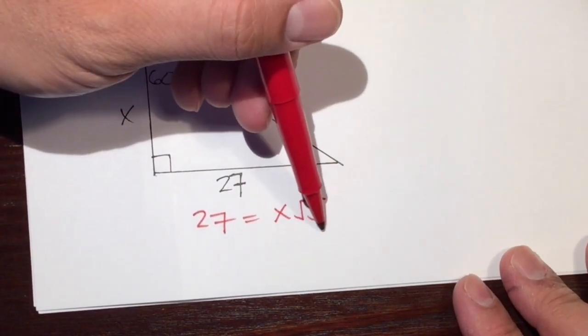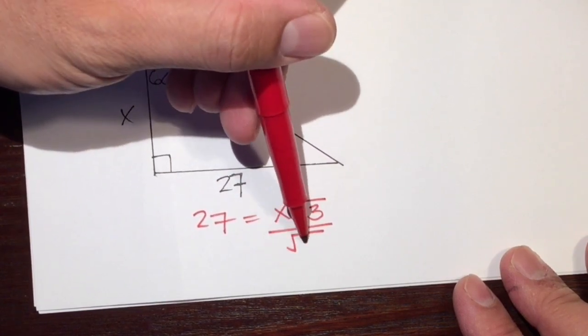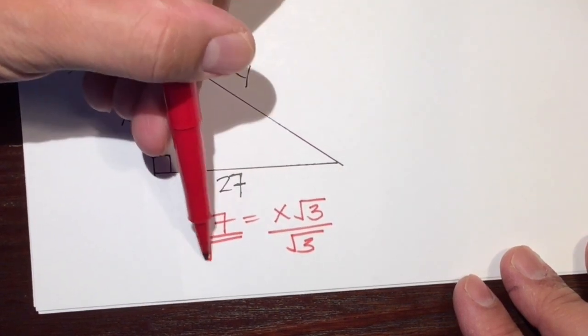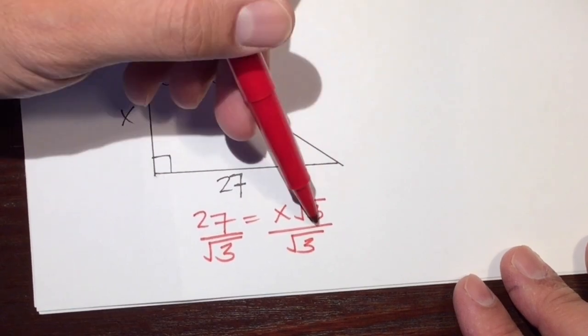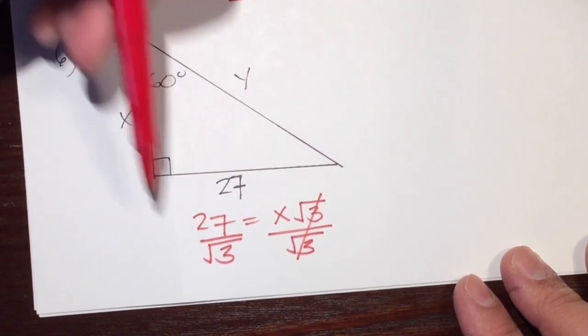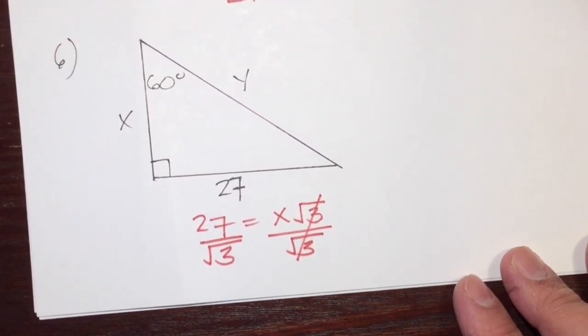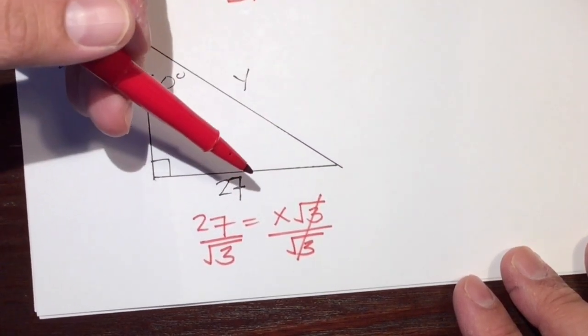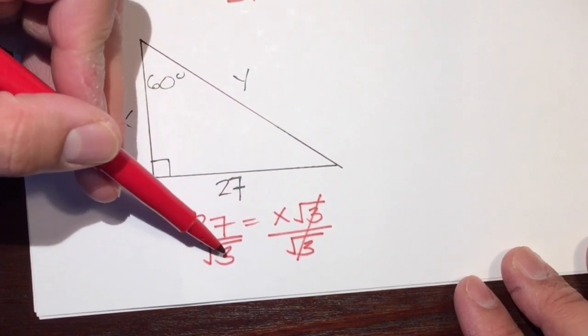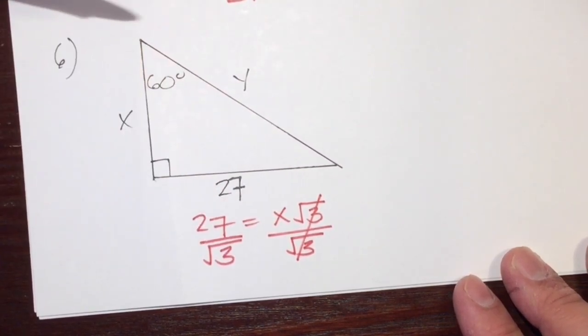The opposite of times is divide. We're going to divide both sides by radical 3. So these cancel out. But we're not going to put 27 over radical 3 because that's a little complicated. We have to simplify things. And if you remember, you can't have a square root in the denominator as the bottom number.